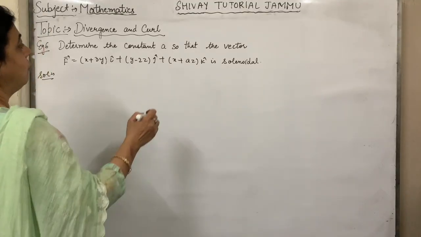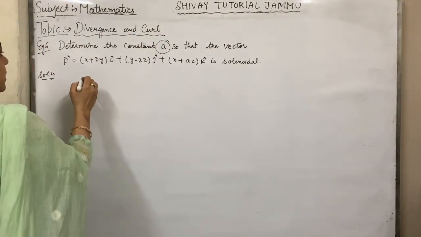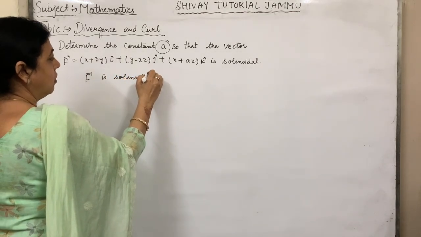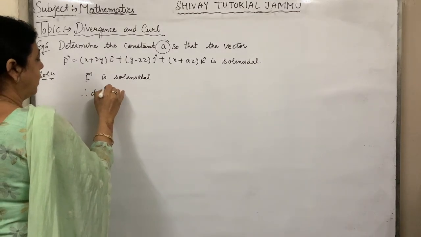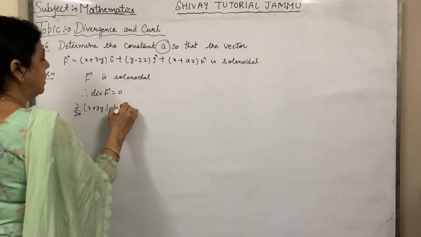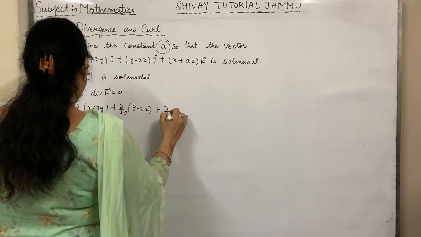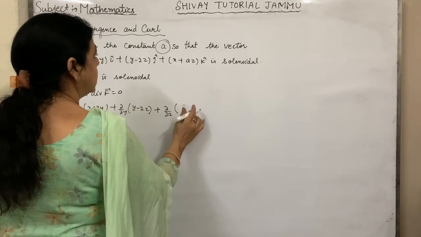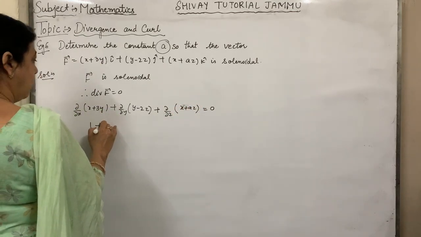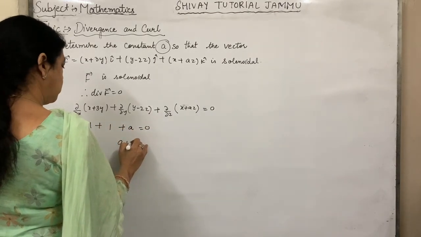Next is find the value of constant a so that this vector is solenoidal. Vector is solenoidal, therefore div of f is 0. Solenoidal, therefore div of f vector is 0. Curly by curly x of x plus 3y plus curly by curly y of y minus 2z plus curly by curly z of x plus az is 0. This means 1 plus 1 plus a is 0. So a plus 2 is 0.